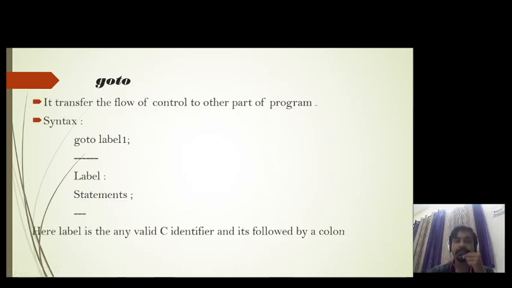Let's first check goto. It transfers the flow of control to another part of the program. When I want to skip some portion and concentrate on another part of program execution, then I go for goto. Here is the syntax: goto label1; then some statements, and at the label we give some statement. Here the label is any valid C identifier followed by a semicolon.